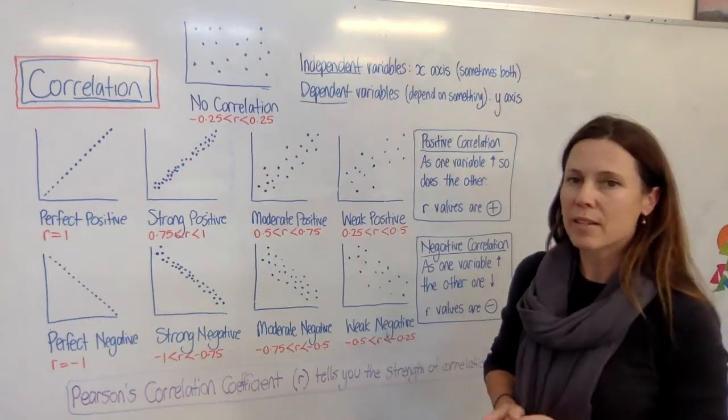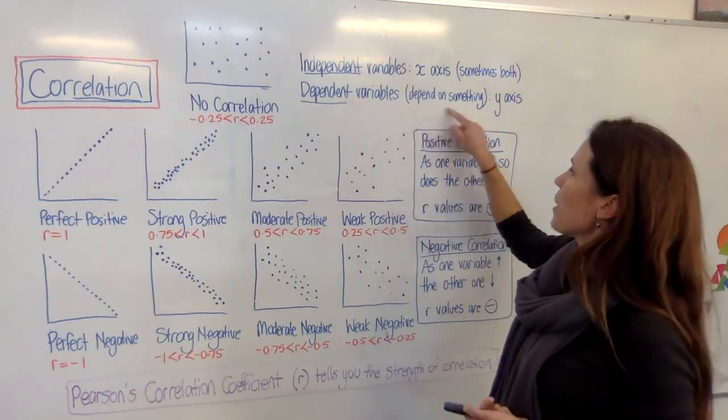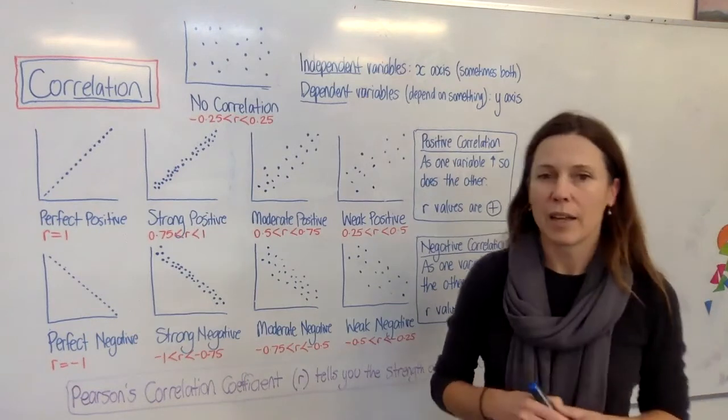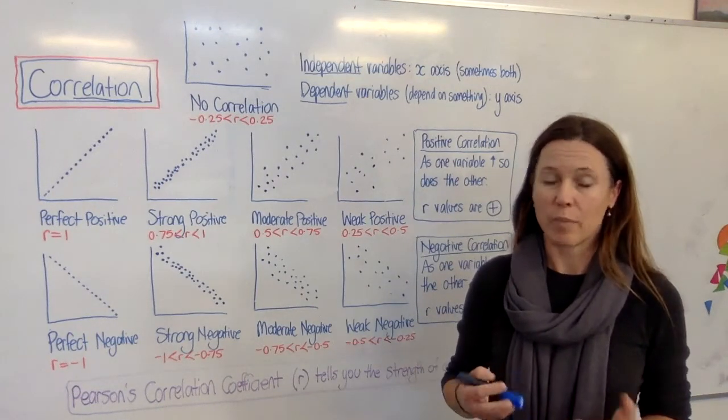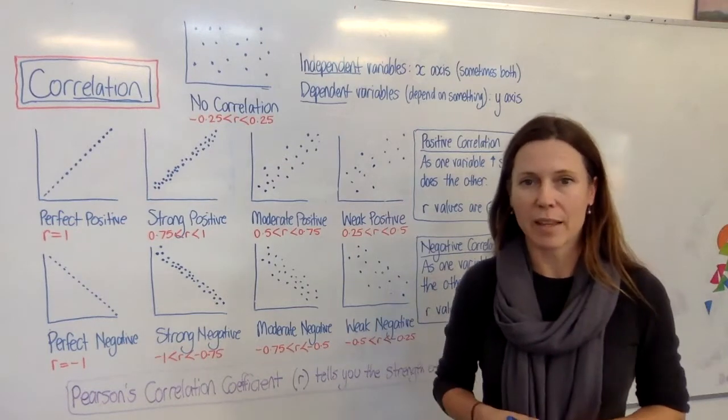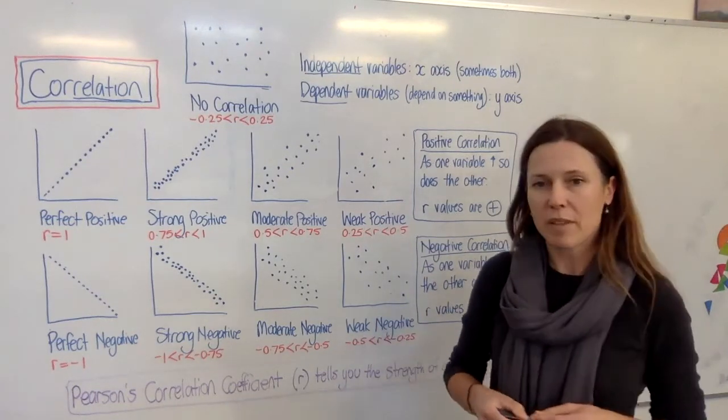The easiest way to remember these is to say that a dependent variable depends on something, okay? And an independent variable might be something you can't really control, like a person's height. They're going to just be the height that they are. Or it could be something that you are controlling.